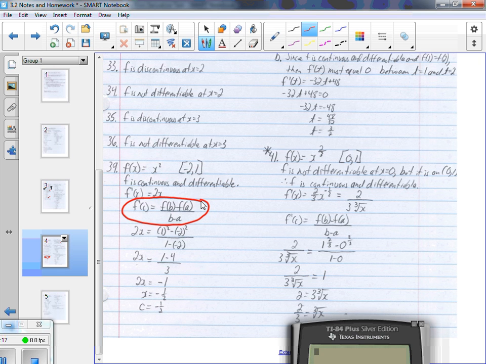So f prime of C, I use x instead of C. So f prime of x, 2x, has to equal f of B. Well, look, there's B, so f of 1. F is x squared, so 1 squared, minus f of A. Well, A is negative 2, so f of negative 2, negative 2 squared, over B again, 1, minus A again, negative 2.